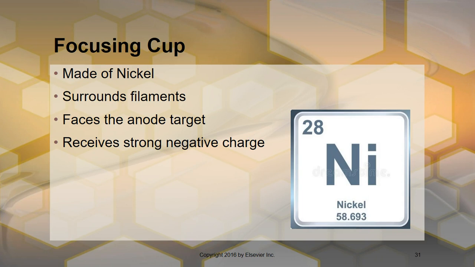The focusing cup's function is established through something called electrostatic repulsion, and that means the negative charge is greater than the negative charges of the forces and the electrons together. Because of this, they repel one another and scatter as they're pulled off the filament. Now this will all make sense in just a second.